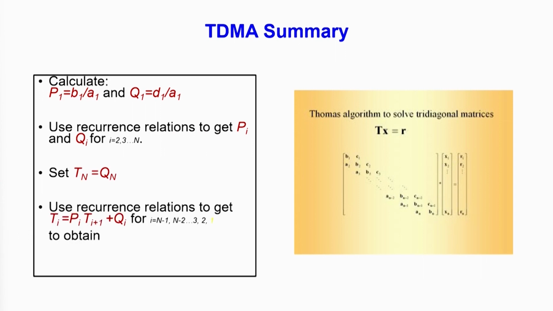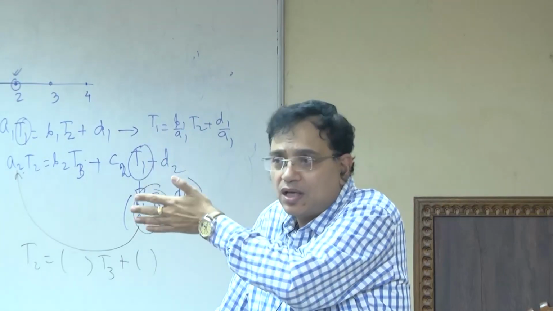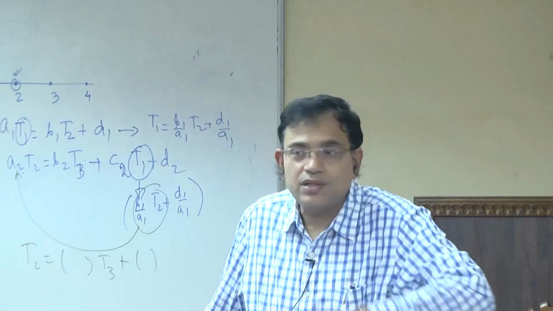So this is the algorithm: calculate P1 equal to B1 by A1 and Q1 equal to D1 by A1, use the recursive relation, the formula that we showed previously, to get Pi and Qi, and set Tn equal to Qn, and then you can use the recurrence relation to get the other points. So the first set, where you get Tn equal to Qn, in a formal Gaussian elimination is the forward elimination, and the last one is Ti equal to Pi Ti plus 1. What you are doing is getting the previous point's value from the next point's value. So this is the back substitution in the Gaussian elimination.